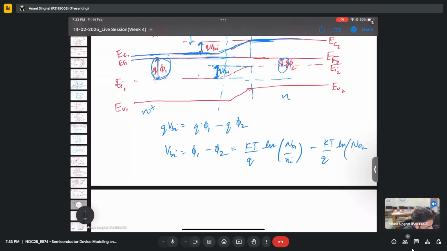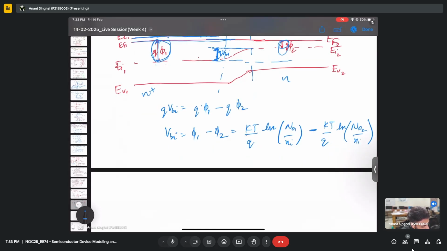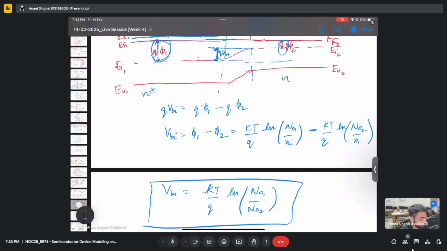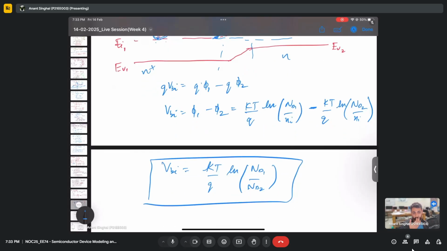Now what I can write, the phi 2 is Ni. So due to this minus, the final VBI will come out to be kT by q ln ND1 by ND2. It is not even dependent upon Ni. So this was the main thing that you have to capture.